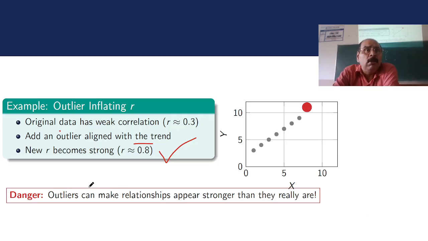This is a natural trend. So what happens is that outliers can make the correlation appear to be much stronger than it actually is. This is misleading data, and you may end up in trouble when you really expect a correlation to be there.